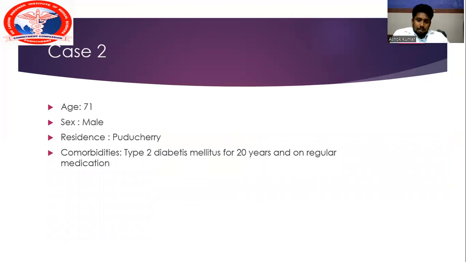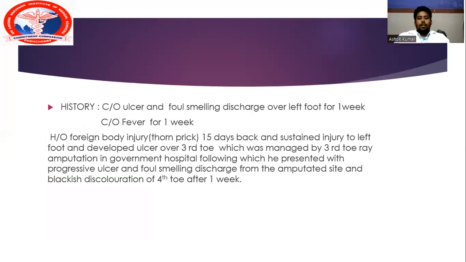So this is the second case. This man is a 71-year-old male from Puducherry. He is a known diabetic for 20 years and he is on regular medication. He came with complaints of ulcer and foul smelling, purulent yellowish discharge over the left foot for 1 week. He also had intermittent episodes of fever. For 1 week he had taken some antipyretics, but he still had frequent episodes of fever.